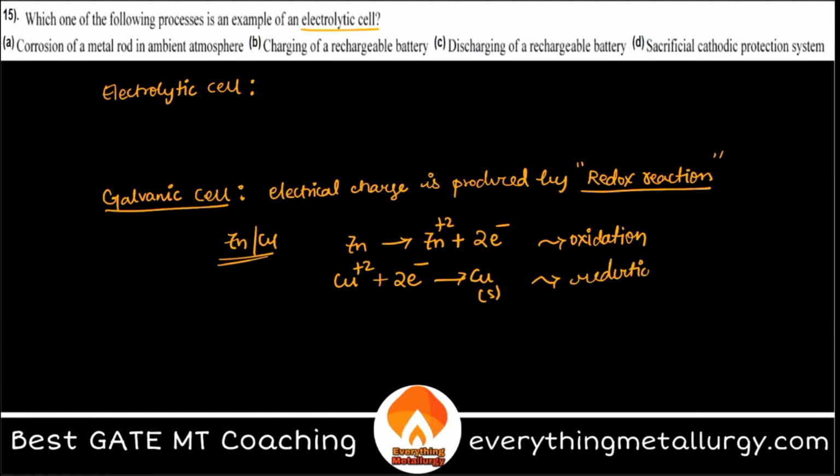Here there is no external supply of electricity. Electrons are moving through the electrolyte due to these particular reactions. So this is a galvanic couple or galvanic cell, which is basically helping corrosion. So definitely my option A is wrong, right? Because they are asking for an electrolytic cell and corrosion is a galvanic cell.